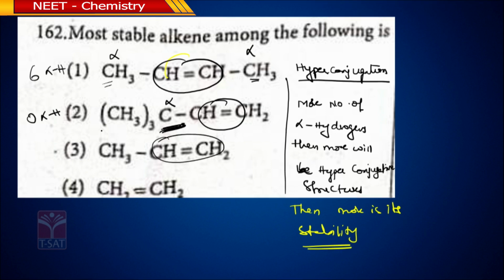The third option has only 1 alpha carbon with 3 alpha hydrogens, and the fourth is also 0. So you find more alpha hydrogens in the first option, right? That is why the first option is correct. As it has more alpha hydrogens, it has more hyperconjugative structures, and that means more stability, right?